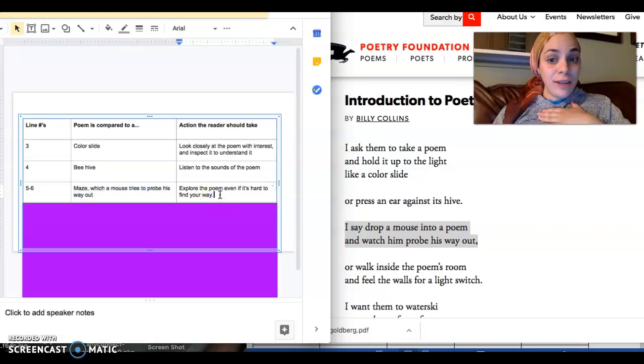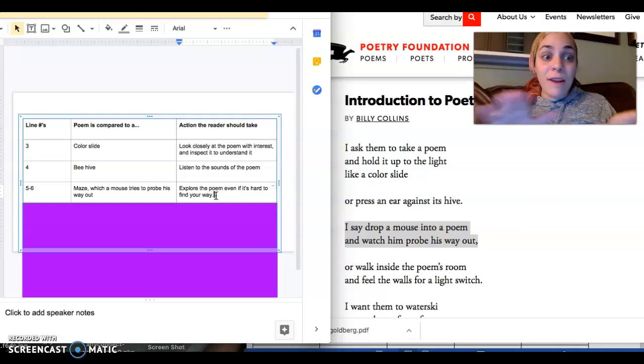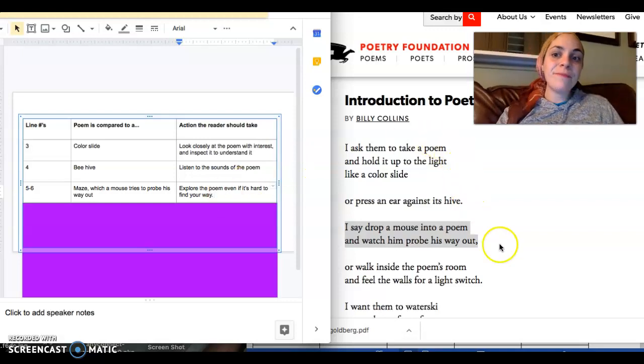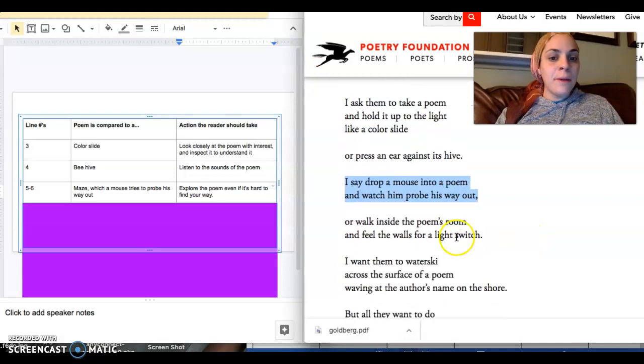What's the action that the reader should take? We need to explore the poem. And even if it's hard to find your way through the poem, right? A maze is not easy. It's challenging. It's difficult. It's confusing. But we need to look and try to find our way through it to find meaning. We need to explore, just like the mouse, even if we make mistakes. Let's go to the next line.